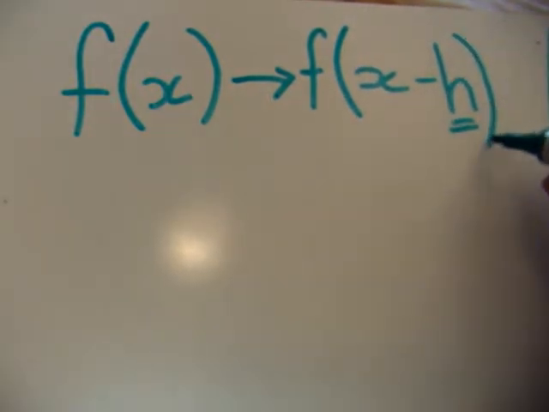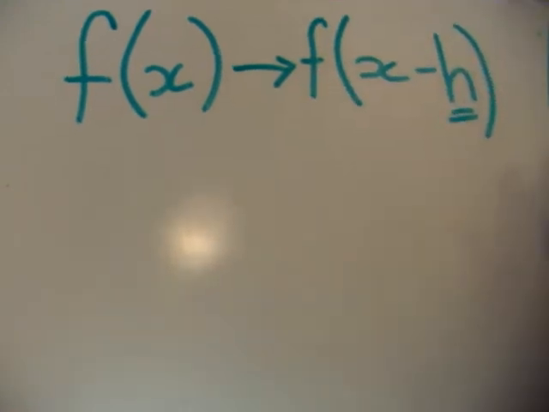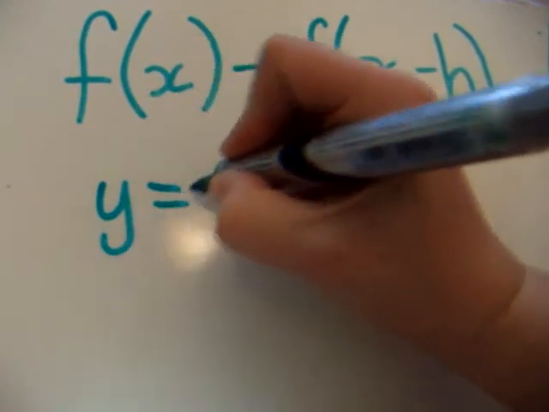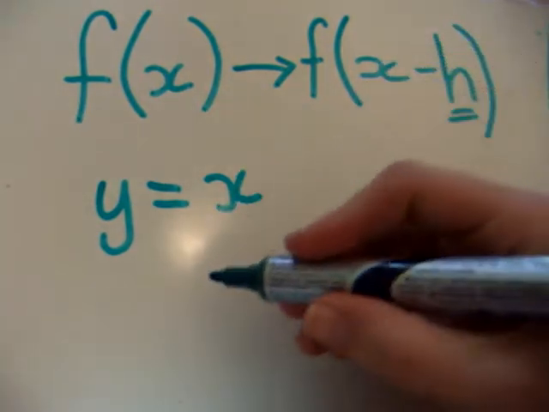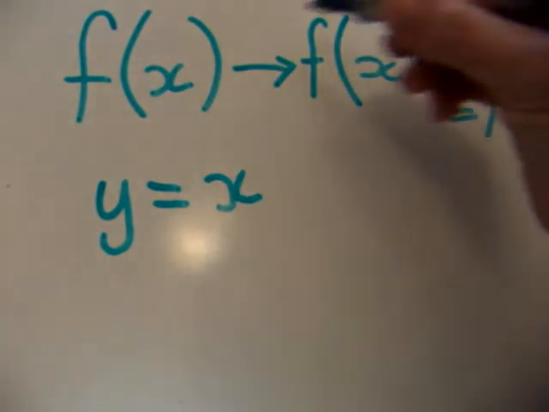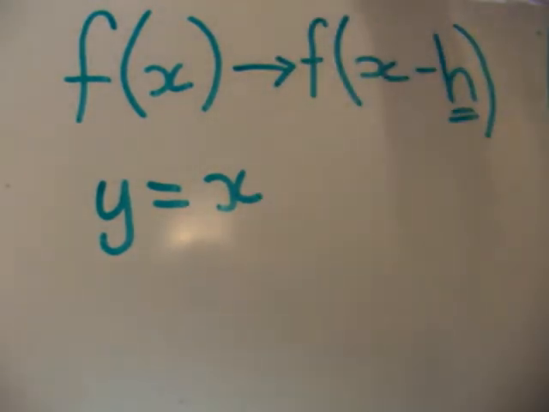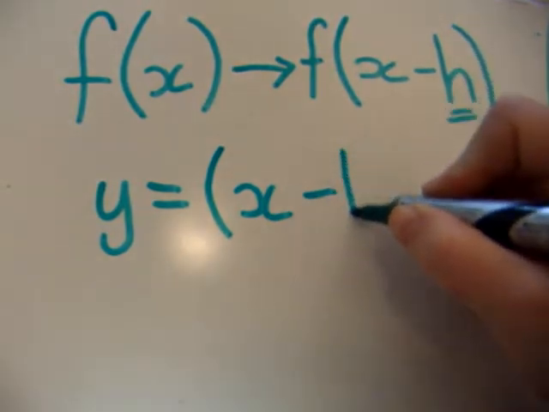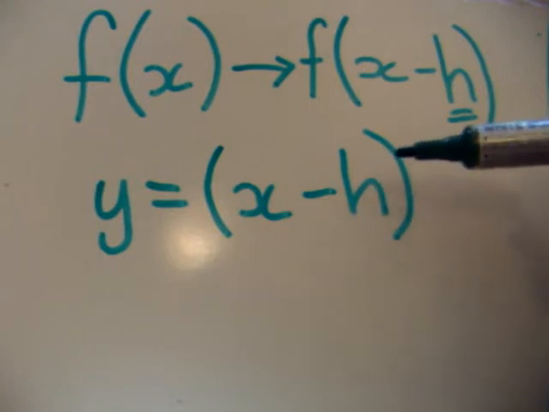Now that looks a little bit confusing if you're not familiar with function notation, so let's look at it with the y. If I had y equals x, that was my f of x. I want to look at it when I change it to x minus h. Everything that was an x changes to an x minus h. So we can rub out the x and write x minus h, which looks exactly the same as what we wrote before, but the sign is different.